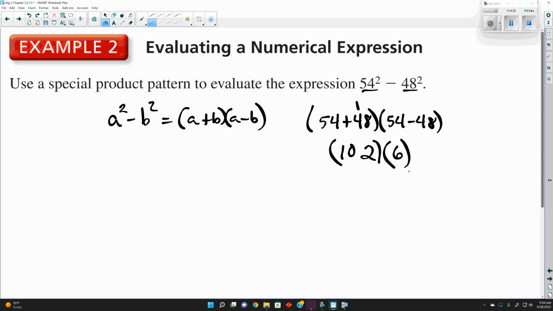Then we just need to multiply these two together. 6 times 2 is 12. 6 times 0 is 0, plus 1 is 1. And 6 times 1 is 6. 612. That's it.